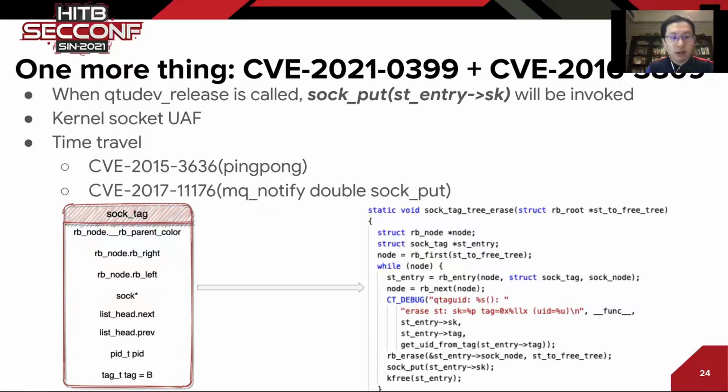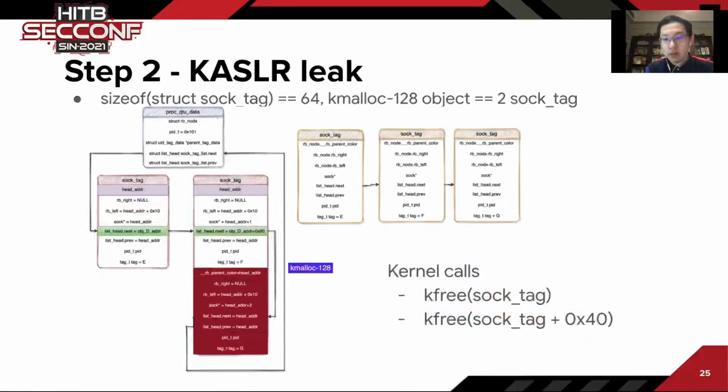Here is step 2, leaking the kernel address. If you check the size of the socket tag structure, it's 64 bytes. Luckily, a 128-byte slab object can host two socket tag structures, and thus we may impersonate the tag G and corrupt another socket tag structure in the same slab object. When the module is doing cleanup, it will free the socket tag structure in the middle of the slab object, which will help us leak the kernel address.